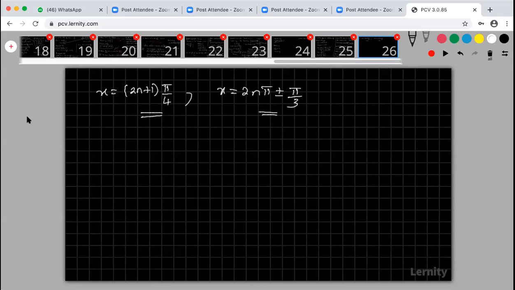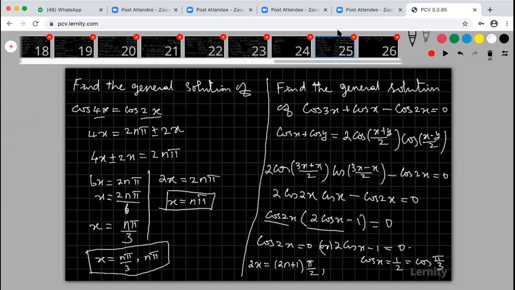Are you okay? Any other doubt? Pi by 2 changes to pi by 4 because the 2 on the left side, look at that, you bring to the right-hand side, because we are finding the solution for x.